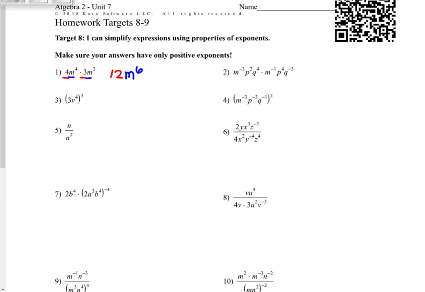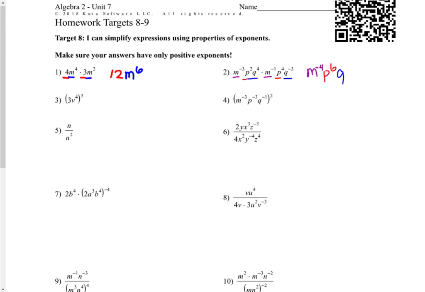On number 2, we just have several different variables. Remember, we want to always look at the ones that are like. So I have m to the negative third and m to the negative 1. So I'm going to start by multiplying those, and I get m to the negative fourth. I have p squared, and I have p to the fourth. So adding those exponents, I get p to the sixth. And then I have q to the fourth and q to the negative third. Again, adding those together, I have q.